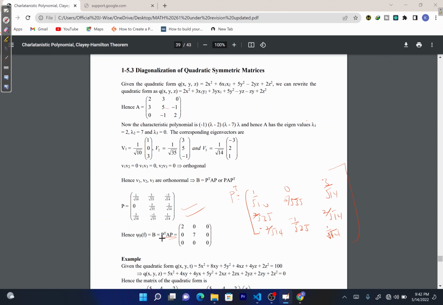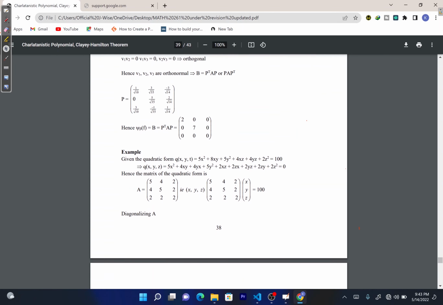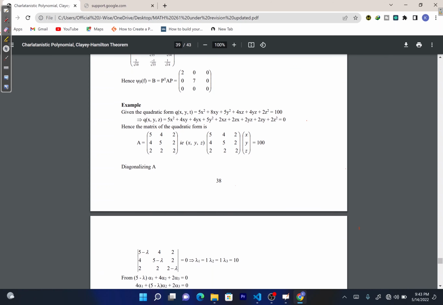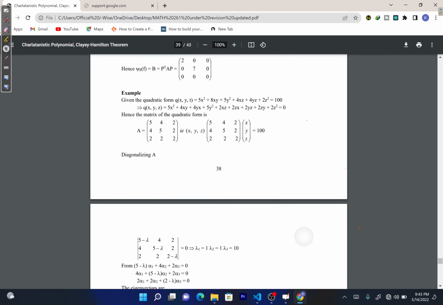You can use it to generate your diagonalized matrix B, using this relation, P transpose A P: this is P transpose, this is matrix A, and this is matrix P. When you do that, you get this diagonalized matrix, and the elements on the leading diagonal of matrix B are the eigenvalues of matrix A.